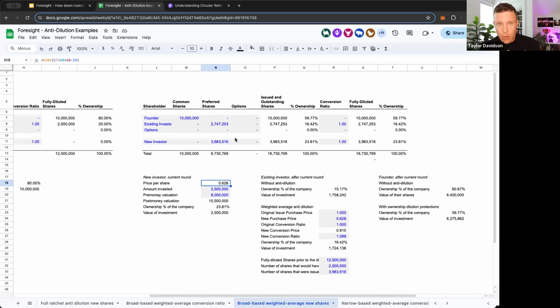Full ratchet, broad-based weighted average anti-dilution, narrow-based weighted average anti-dilution, and see how each is different for both ownership dilution and then value dilution. So there are multiple layers of what dilution is, how you calculate it, and what it addresses. And it's taken me a long time to internalize and find a way to communicate this. And so I know that this is hard to fully understand in a short session.